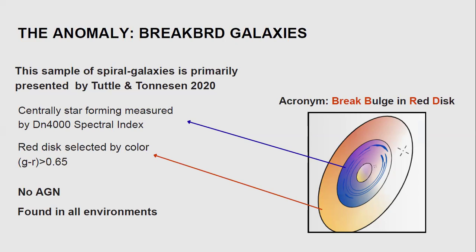It's really interesting how they measure these galaxies. They measure the star formation activity in the center using a spectral index. And the disks are selected with a decomposition between the bulge and the disk, selecting optical red colors. And it's really interesting because this type of galaxy is rare and found in all environments. The morphology of the BRBD is a red bulge, but a break bulge with a truncated star-forming disk, and then an optical red quenched disk. And that is the object that I want to look for.